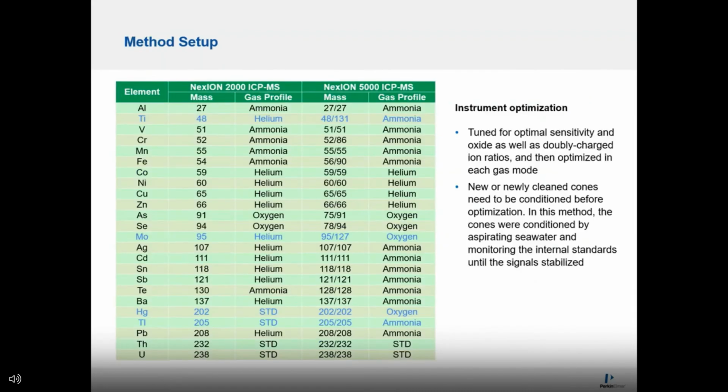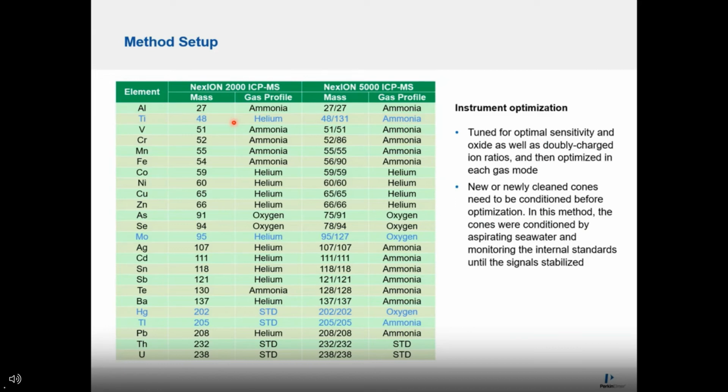This table lists the masses, the mode of analysis for NexION 5000, and the gas profile used for each analyte. Just to use titanium as an example, in the NexION 2000, we are using titanium at mass 48 using helium gas to remove potential polyatomic interference from SO and POH, while using IEC corrections for calcium since helium does not remove the calcium.